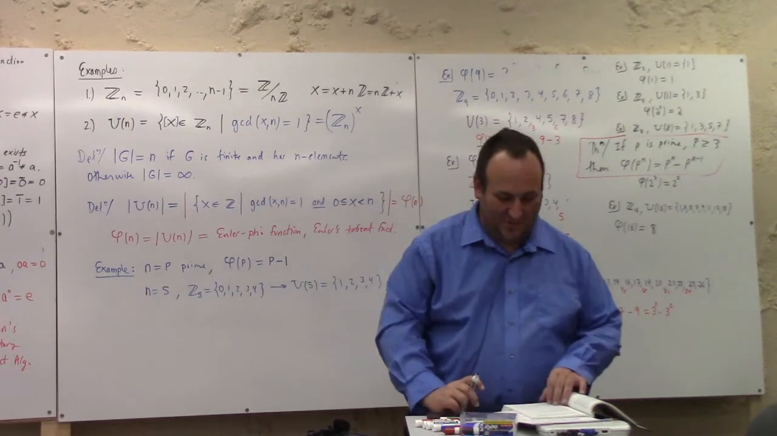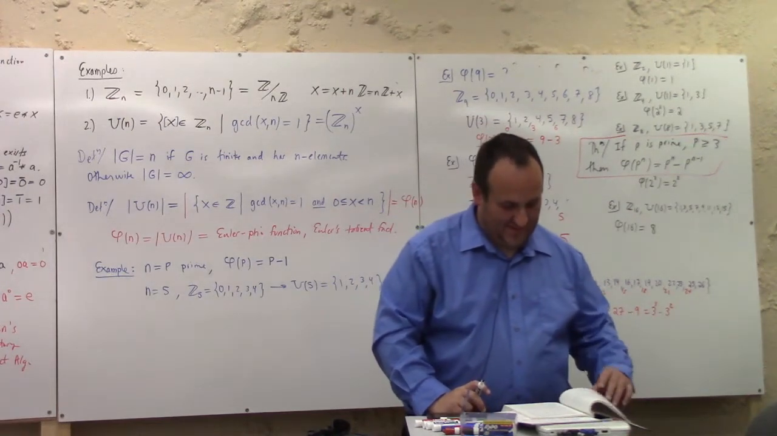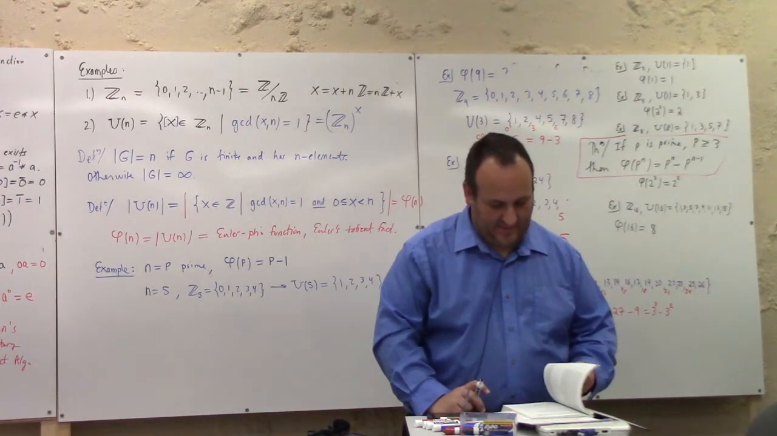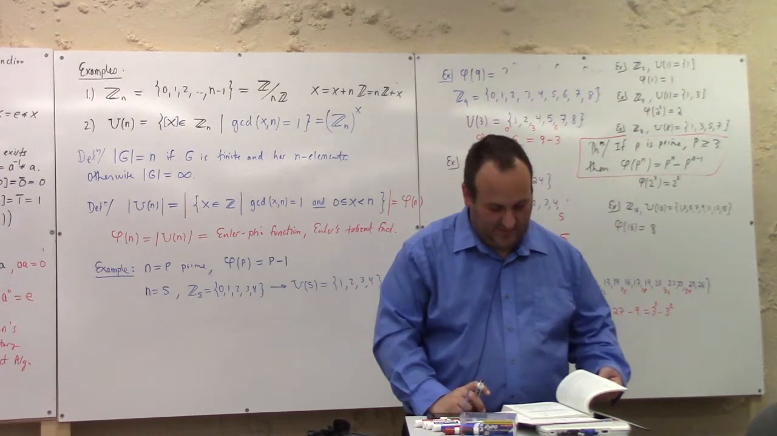And that's 2 cubed. 2 to the 4, so you go to 2 cubed.